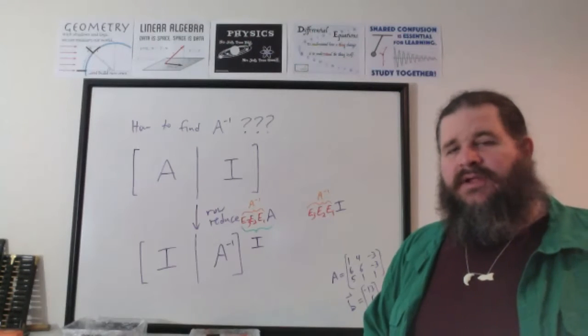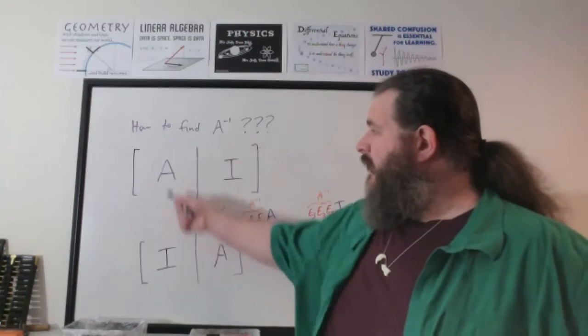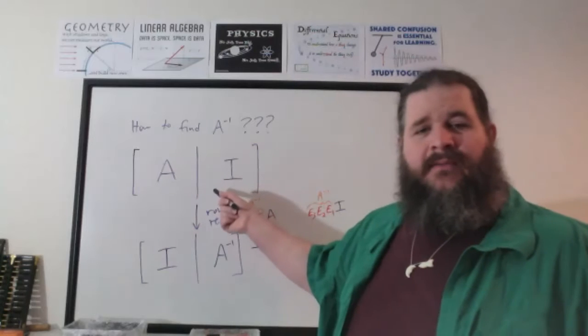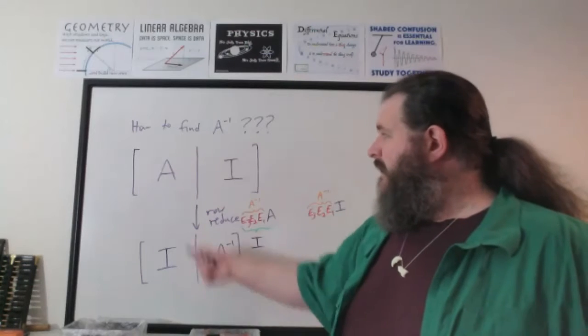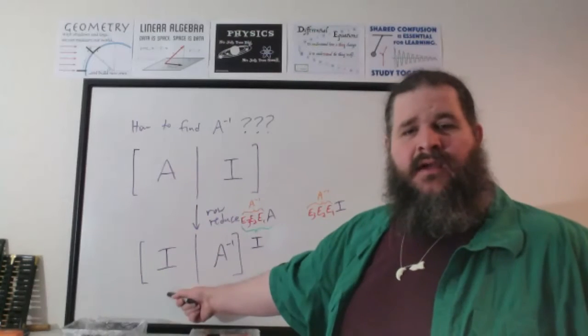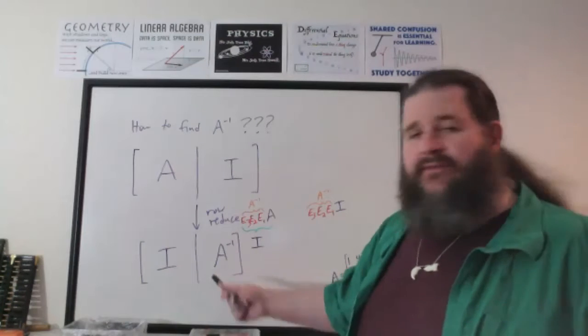And again, in terms of the actual calculations, to find A inverse, augment A with the identity matrix of the same size, row reduce all the way until A turns into the identity matrix, and the right side, whatever's left, will be A inverse.